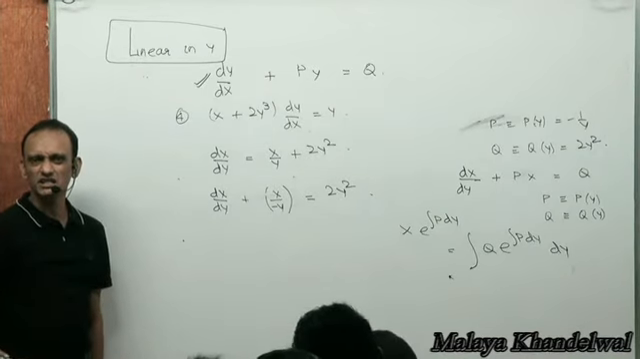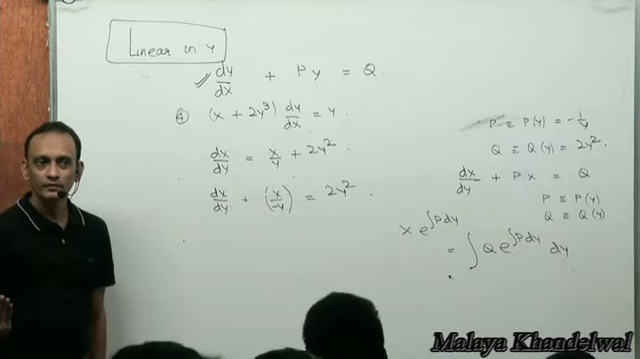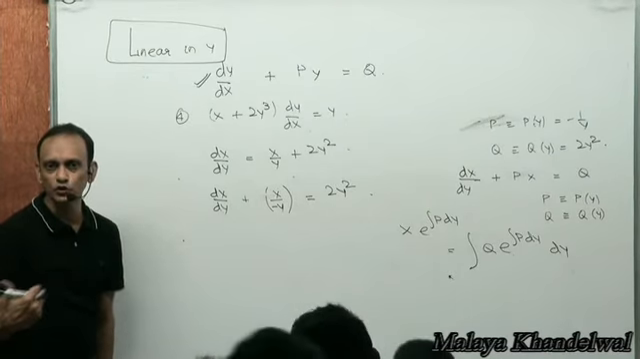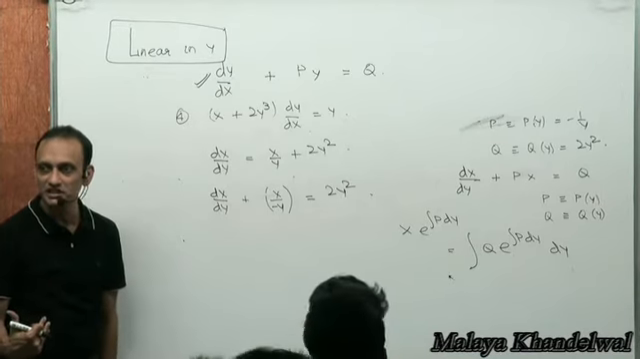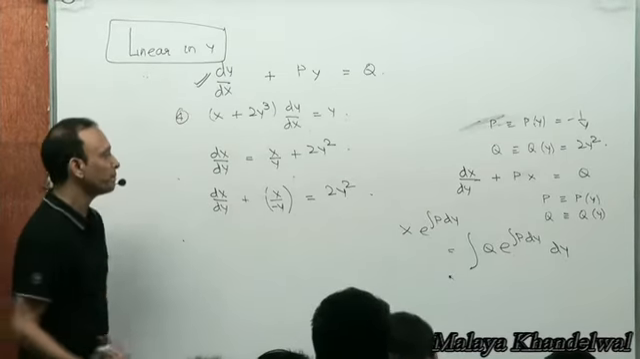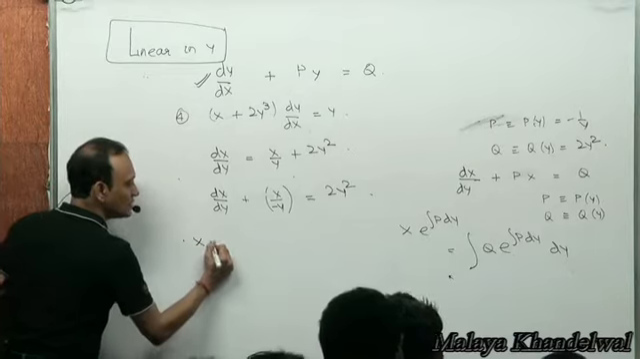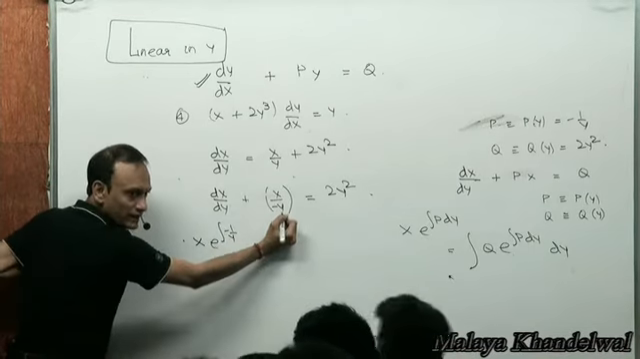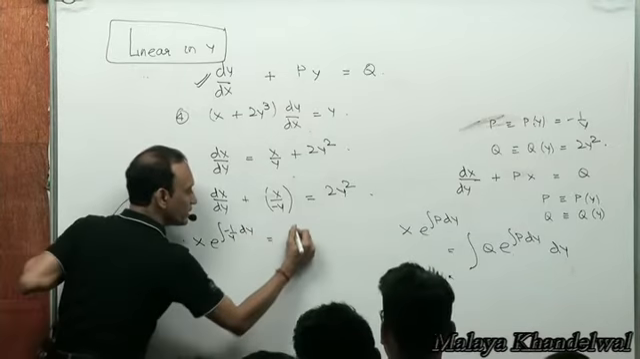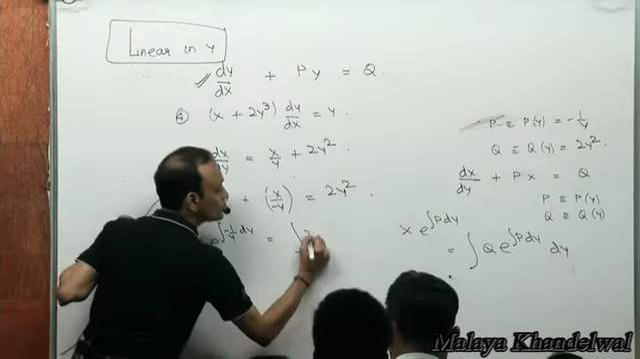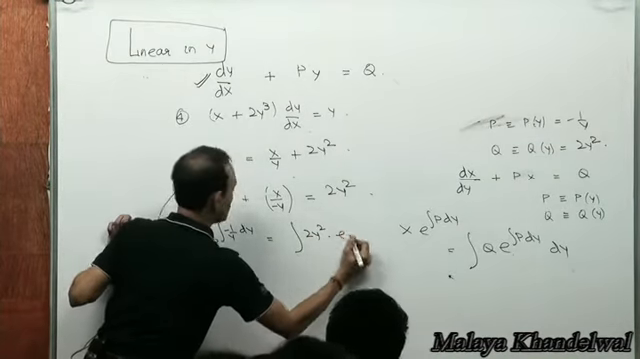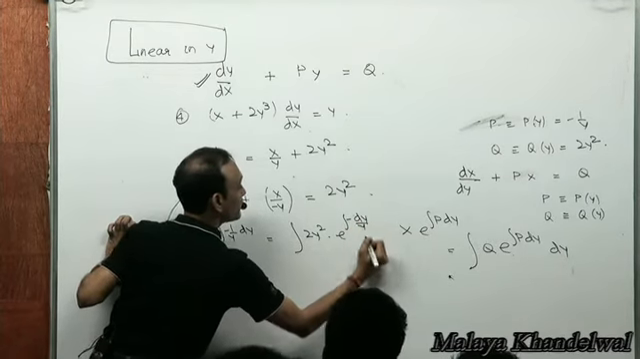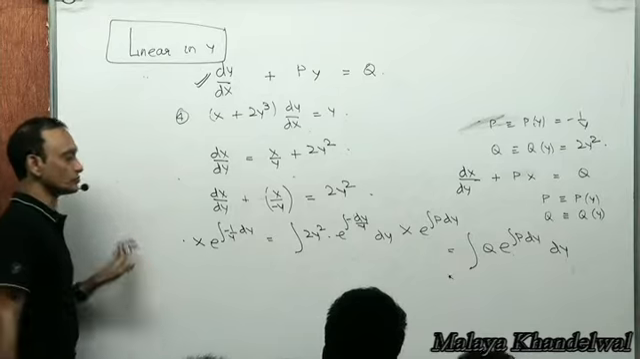X and y are interchanged, so instead of dx appearing everywhere, you have dy's appearing everywhere, and p and q are functions of y instead of functions of x, right? So I have x e power integral p dy, p is minus 1 by y, equal to integral q, which is 2y squared, into e power integral minus dy by y, dy. Yes or no?